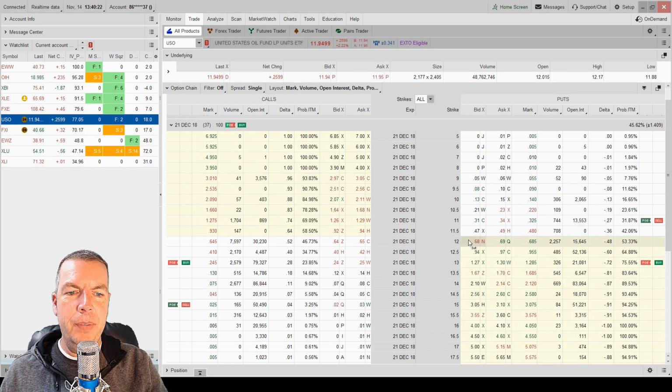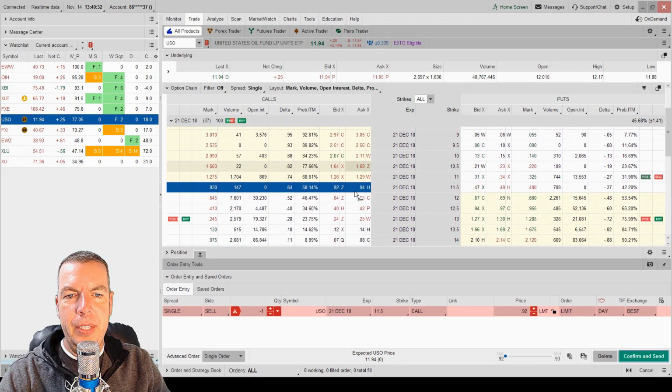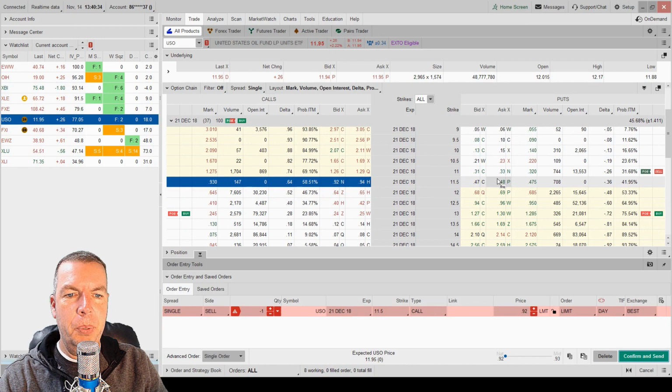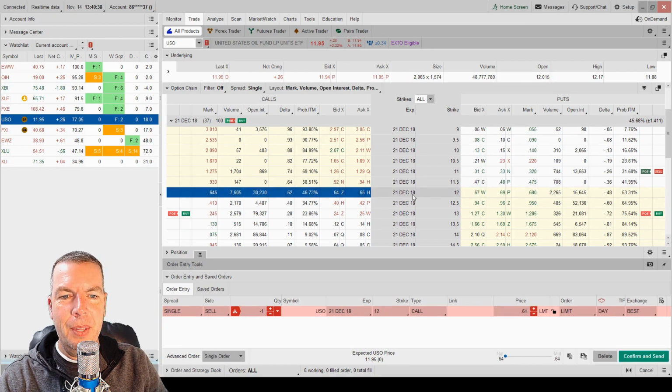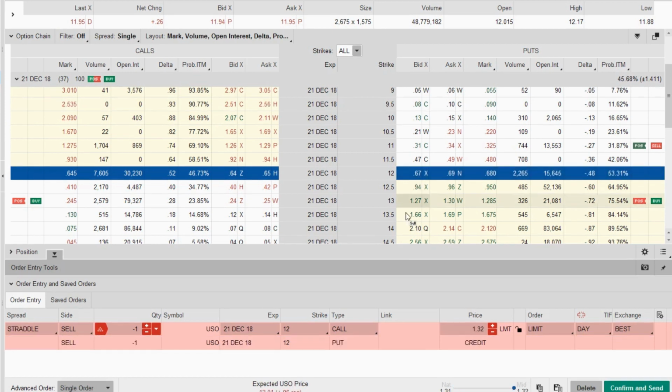So we're going to come in here and look at this 12 strike, and we're going to click on the bid because we're going to sell those positions. So we're going to click that bid on the call side, and we're going to come over here to the put side, and let's make sure we're on the actual right strike here. So we're on the 12 strike. We're going to click on that bid. Come over here on the put side, we're going to click on the bid as well. Now hold down that control key, and that'll populate both of those in there.